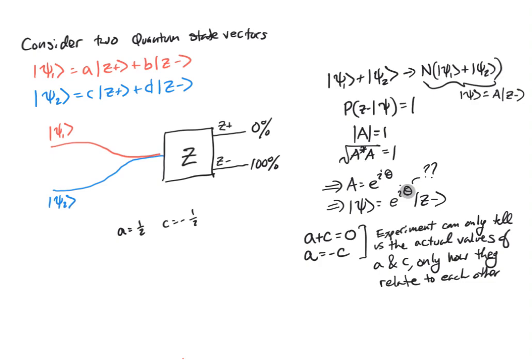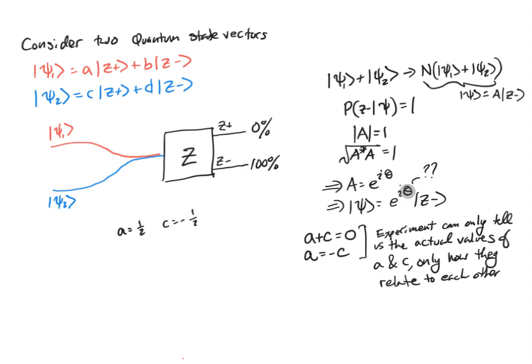I can do a different experiment that tells me that. I can, for example, send this by itself through a z box, and that'll tell me the chance of finding z plus or z minus for just psi 1. And so I can work out what the magnitudes of A and C are through another experiment. So perhaps I've done that and I find that their magnitudes must be equal to 1/2. And so if A is 1/2, then C is minus 1/2.